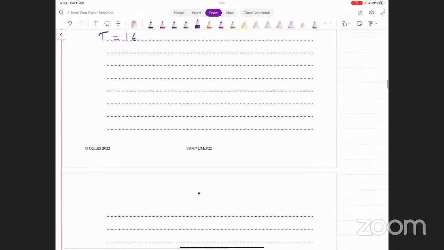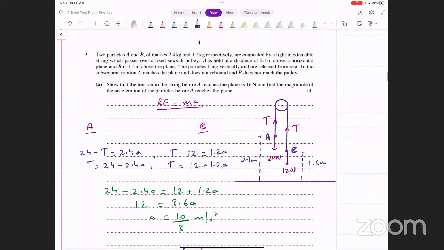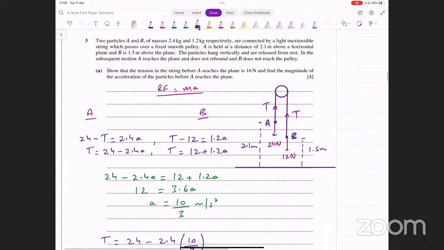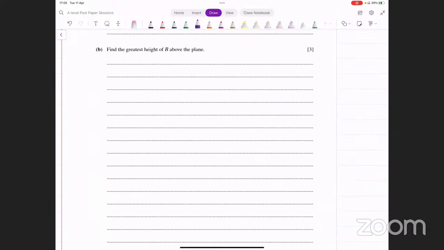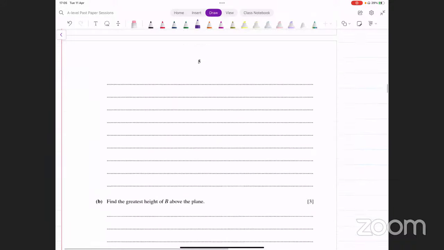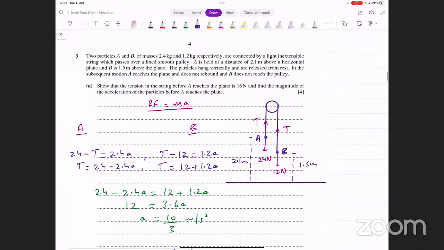Part B of this. Question number 3 part A, ये हमने देख लिया. Part B देखें. Part B में वो कहते हैं find the greatest height of B above the plane. All right, now how do we think about this? Greatest height of B above the plane. Now let me just copy this diagram for the next part.